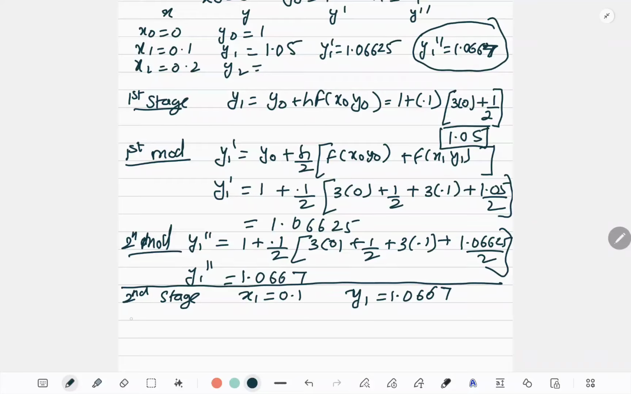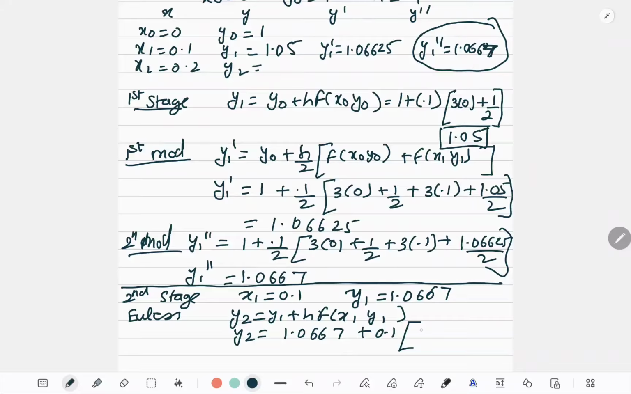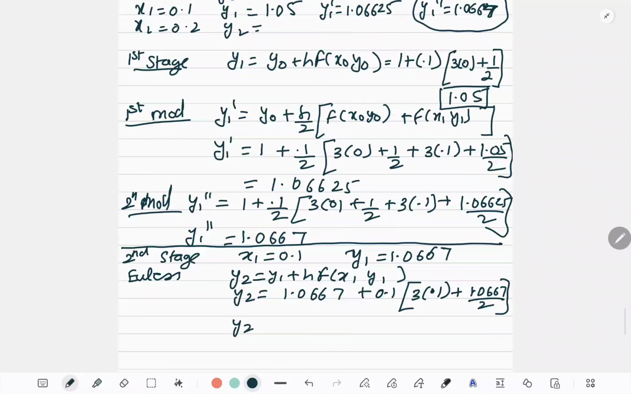Okay. Now apply the Euler's formula. What is the Euler's formula? y2 is equal to y1 plus h f of x1 y1. So put the value. y2 is equal to 1.0667 plus 0.1, and for x1 y1, what is the function here? Our simple function is 3x plus y by 2. So 3x, x is 0.1 plus y. What is y here? 1.0667 upon 2. Right? So this will give me the value of y2.